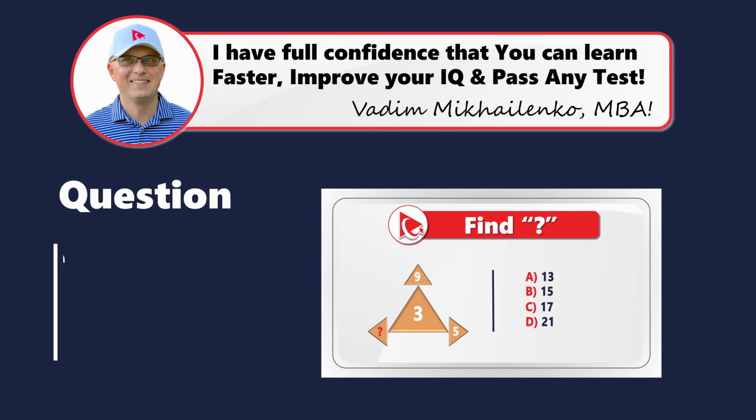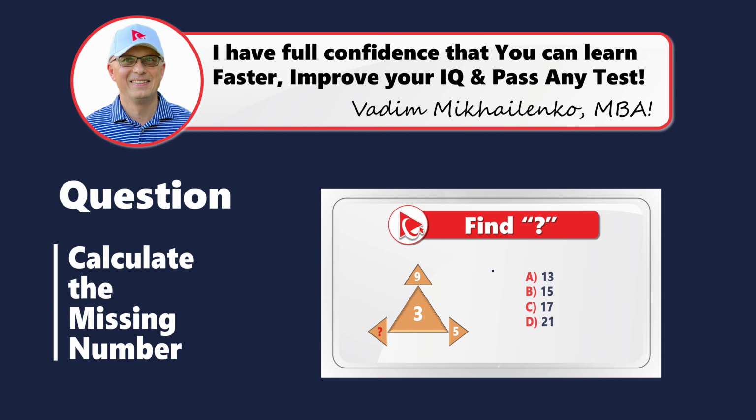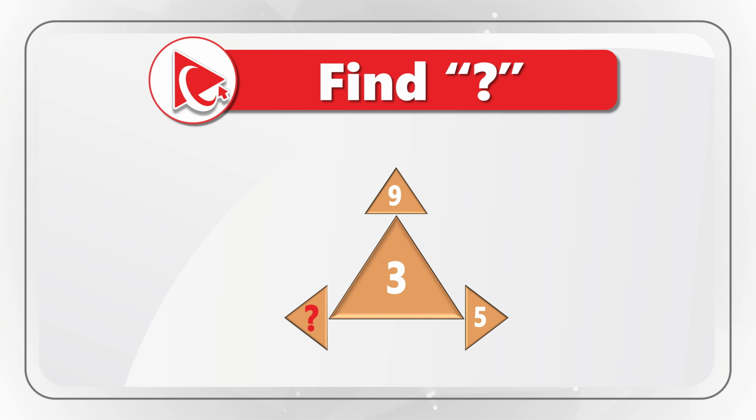Here's one of my favorite questions where you need to look at the image and calculate the missing number. You're presented with 4 triangles. One triangle in the middle is larger than the others, and it has number 3 inside. There are 3 other triangles at the tips of the big triangle. The numbers inside those smaller triangles, if we start with the bottom right triangle, are 5, 9, and then comes the missing number, which you need to calculate and select out of 4 possible choices.